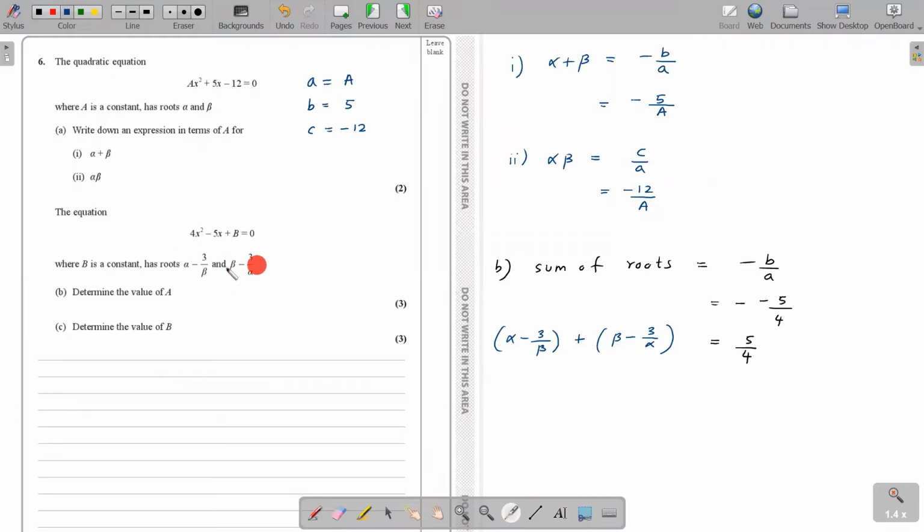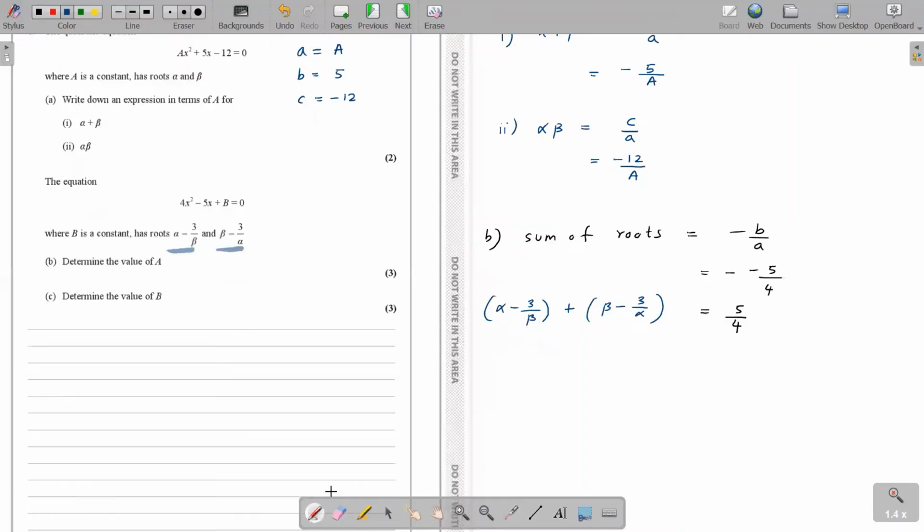Because the sum of roots here is, you take these two as the two roots now. So sum of roots is equal to minus b over a, even in this equation. Minus b over a: b is minus 5, a is 4. So minus of minus 5 over 4 gives you plus 5 over 4. For the sum of roots, they just add the two roots here. Your first root is alpha minus 3 over beta, added to the second root, beta minus 3 over alpha.